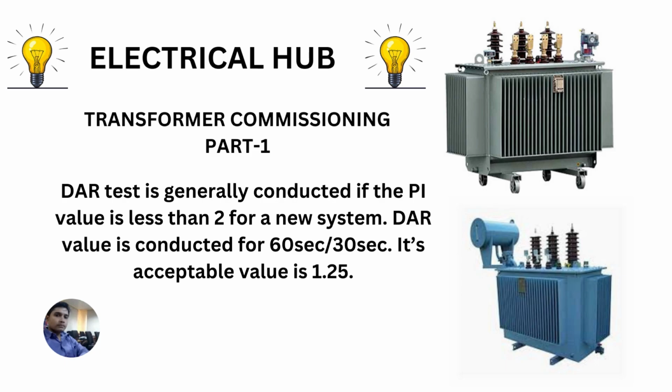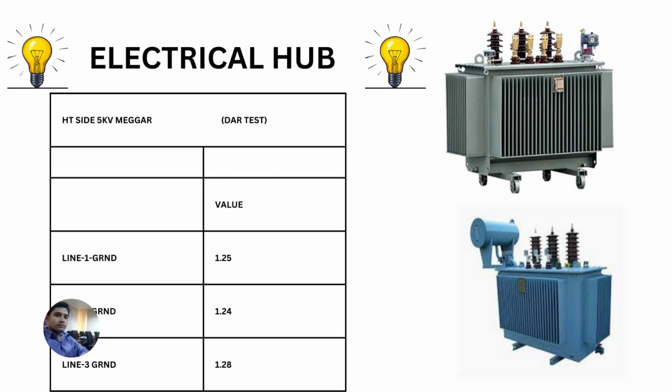The DAR value is the ratio of the 60 second reading to the 30 second reading. Its acceptable value is 1.25. So in the DAR test, we will continue measuring for 30 seconds and then for 60 seconds, and the ratio of the values received for both will be approximately 1.25 or 1.2.